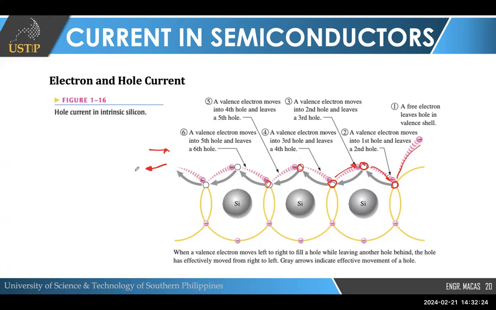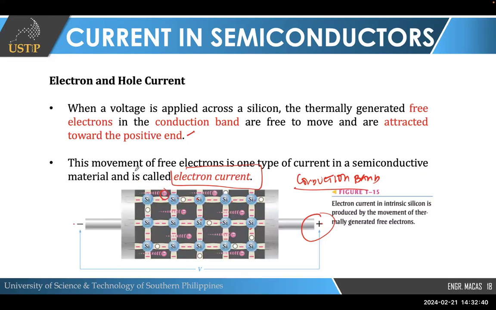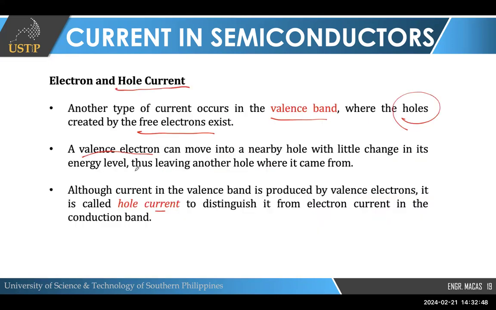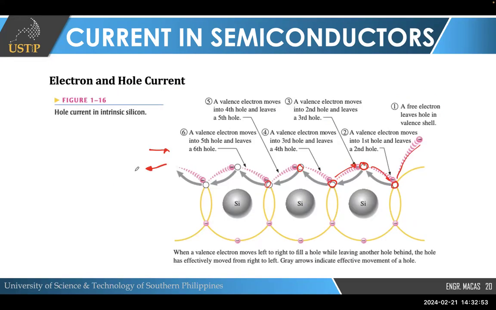Of course, I'd like to emphasize that there is no actual hole current as such. What we talk about here is actually the movement of your valence electron. But we cannot be redundant with our terms because we already call the movement in the conduction band the electron current. So, to avoid confusion, they decided to call this the hole current. I hope it's clear. Again, the valence electron movement creates the hole current.